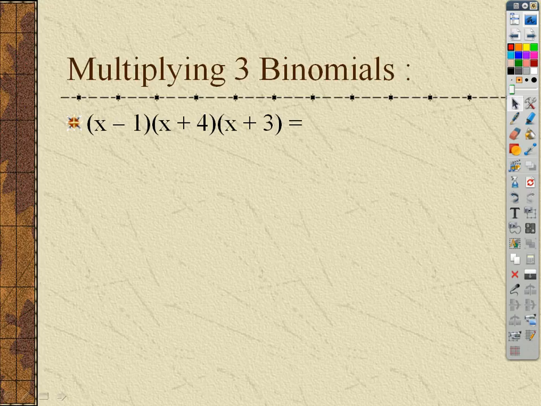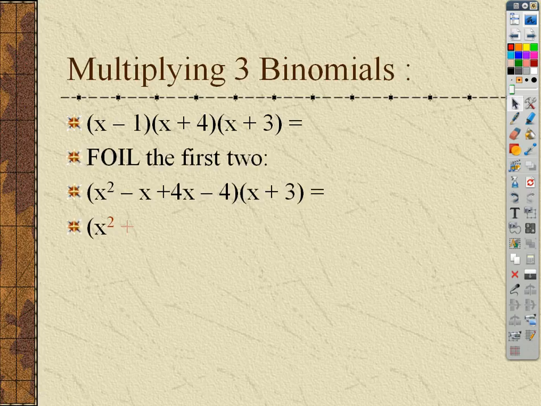So what if we FOILed the first 2? Okay, we get that for our result. If we FOILed out the first 2, then we'd have to just multiply that times x plus 3. So distribute the x all the way through, distribute the 3 all the way through, and add up like terms. Okay, not hard, not hard.